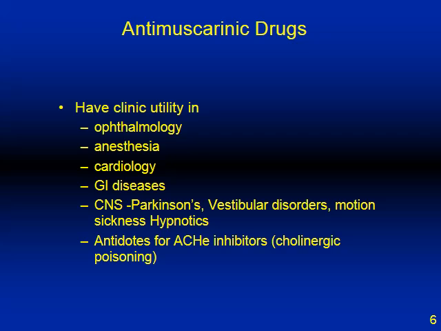Now, antimuscarinic drugs have clinical utility in ophthalmology. They're used to dilate pupils for eye exams. Some of them have anesthetic properties. Some of them have amnestic properties as well, so that an uncomfortable surgical procedure can become one that's not really remembered clearly. They have clinical utility in cardiology, particularly in the treatment of a type of slow arrhythmia called bradycardia.